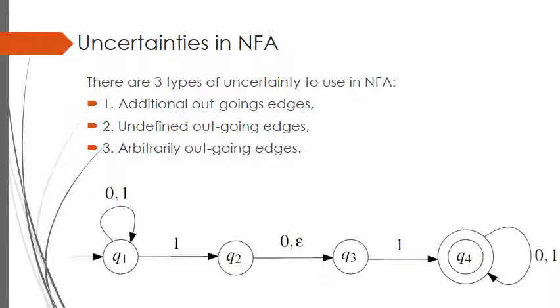To see the second kind of uncertainty, look at Q2 state. There is no definition for symbol 1. If the user enters a symbol 1 there, the system cannot find any outgoing. And when you look at the transition between Q2 and Q3, you will see an arbitrary transition. Epsilon. Epsilon means that the system can switch from Q2 to Q3 at any time without waiting for any input symbols.